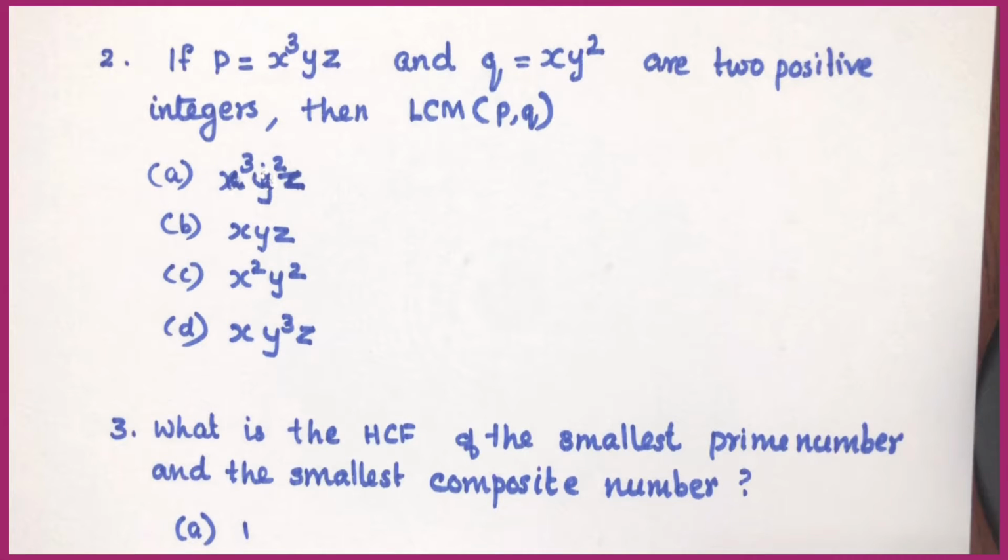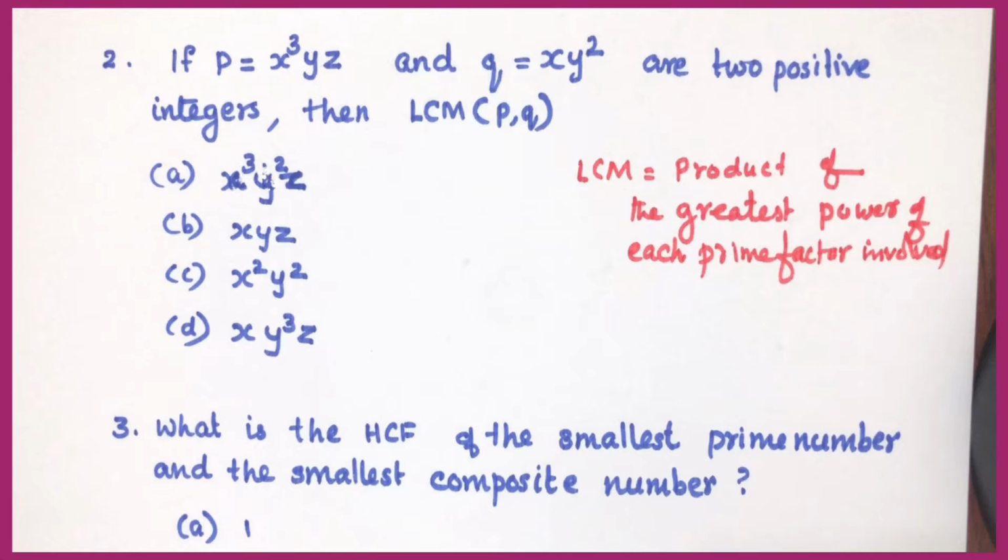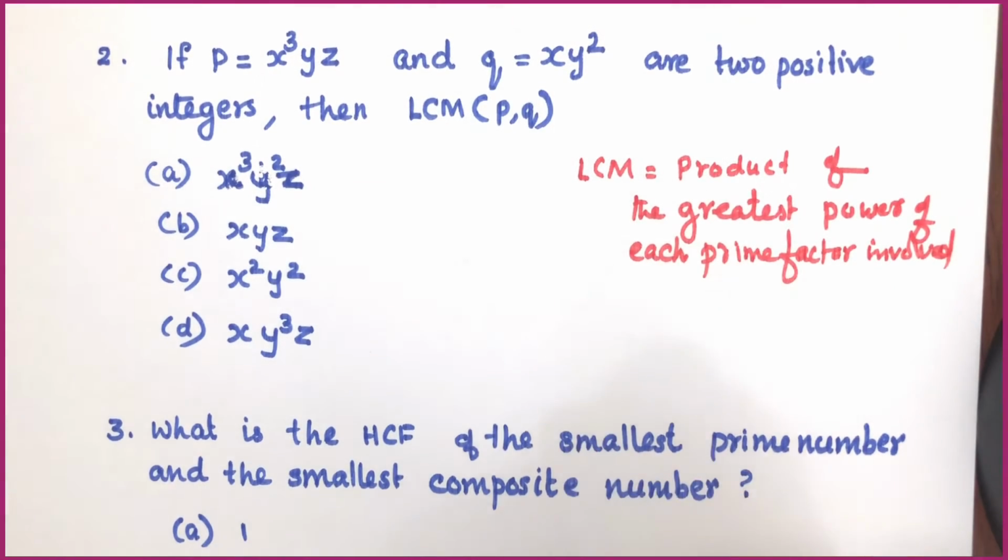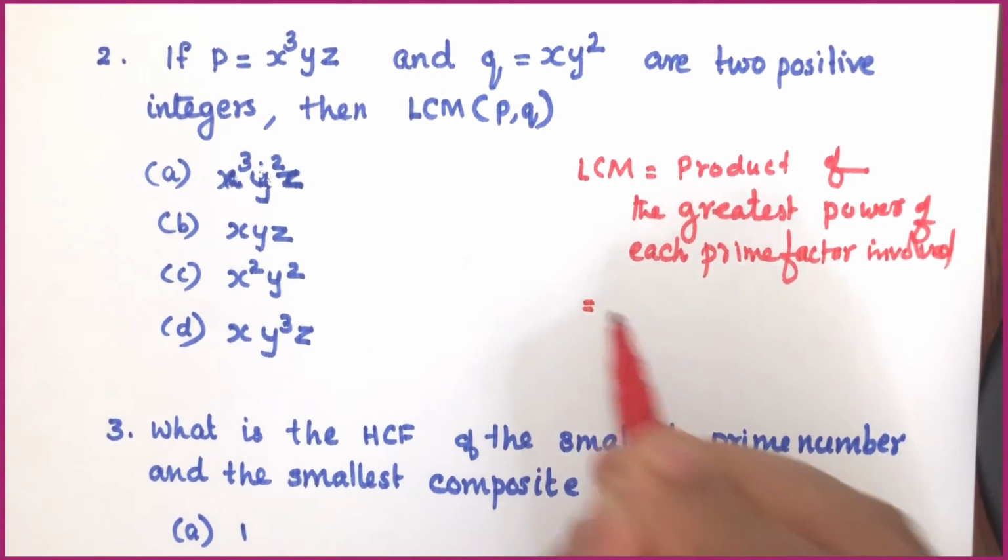Question 2. If p equals x cube yz and q equals xy square are two positive integers, then LCM of p, q. LCM means we have to consider the product of greatest power of each prime factor involved. LCM means whatever the variable or prime factor involved, we have to consider.